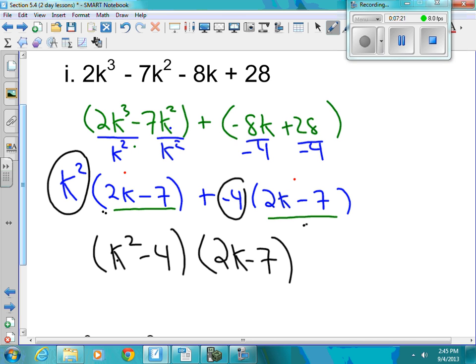This is the factorization of 2k cubed minus 7k squared minus 8k plus 28. The only thing left to do, if you didn't do it at the beginning, is to see if there is a monomial that we can now factor out of these terms. But there shouldn't be any more because you've done that already. I always do it at the end just to make sure that I did everything correctly. But you can see there's nothing that can factor out of either of these factors, so we are all set with this one. So that is factoring by grouping.